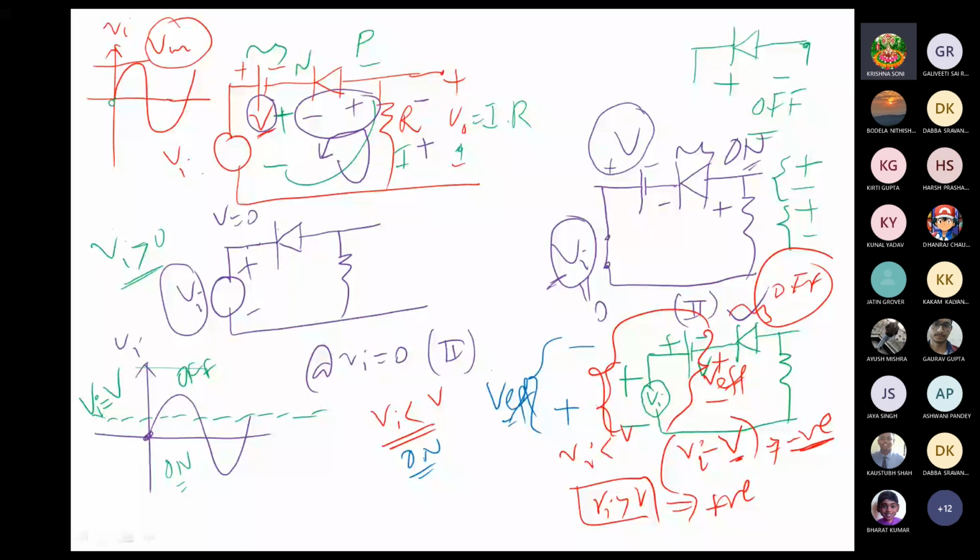Now we have to think in terms of the effective voltage. So in this case, the effective voltage has a negative value.